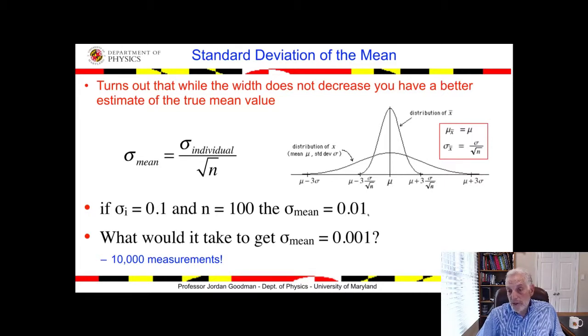So can I continue to do this? The answer is yes. If I would like to get a factor of 10 better, I would have to do, on the other hand, a factor of 100 times more samples. So that would be 100 times 100, which would be 10,000 more measurements. But if I took 10,000 more measurements, I would get a sigma of 0.1.